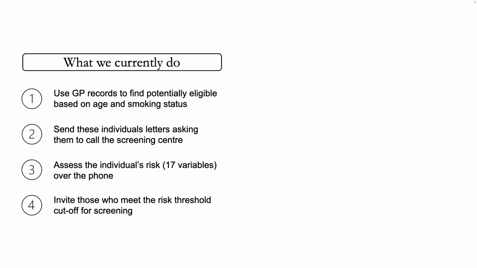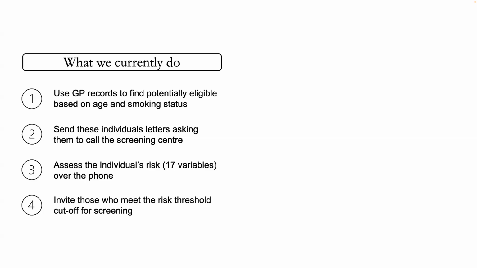You send individuals letters asking them to call a screening centre where then, if they do call, somebody has to sit and talk them through their individual risk. We use two different risk prediction models together as we weren't entirely sure which one to use. And that's 17 variables, takes somewhere between 5 and 10 minutes. Often it's quite quick. In some cases, it can be 20 plus minutes, depends on the individual. Depending on their risk level, you invite those who meet a particular risk threshold for screening.